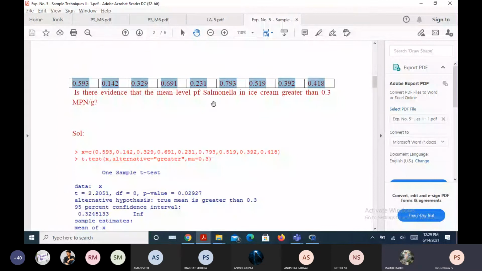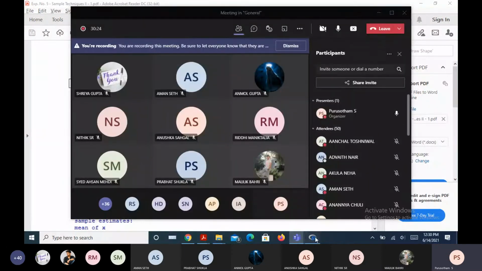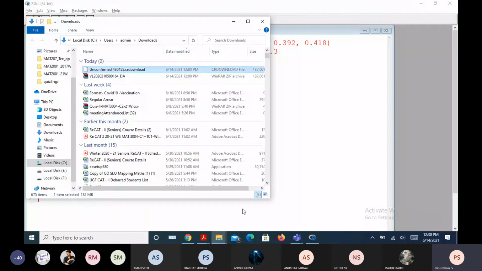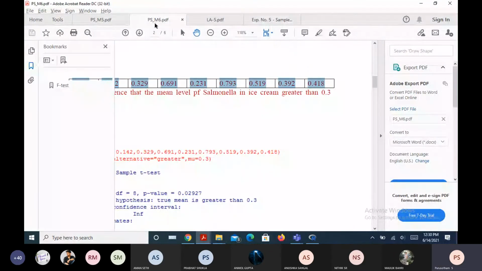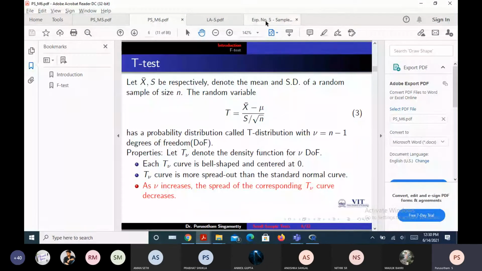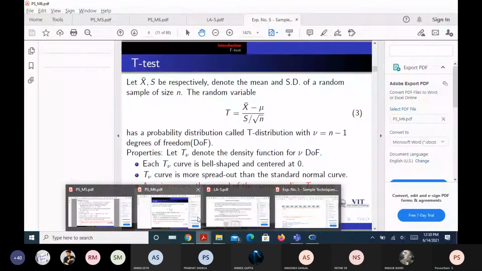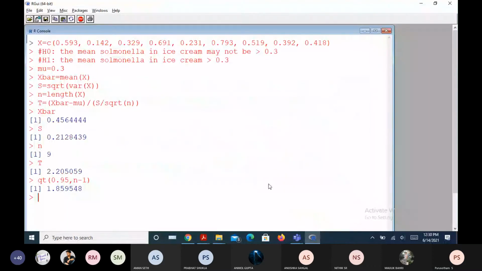Okay, sir. Now we just followed as per the formula of the T. This formula, and as I showed, with T dot test, there is a default syntax available. Now let us look at the syntax like T dot test. Within the bracket, the sample values are x, followed by alternative.